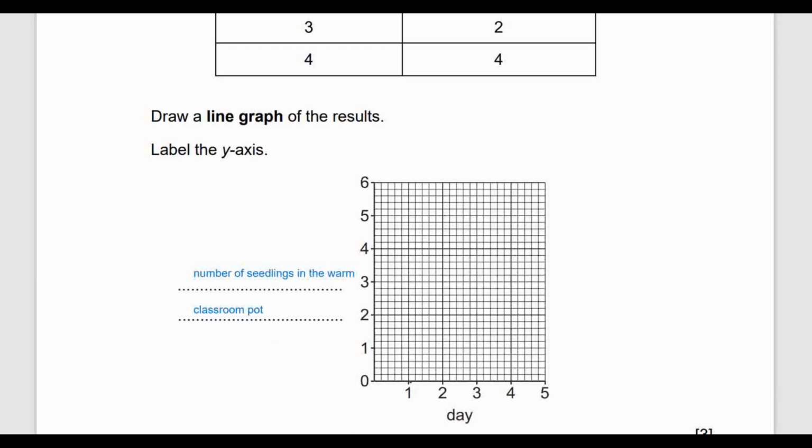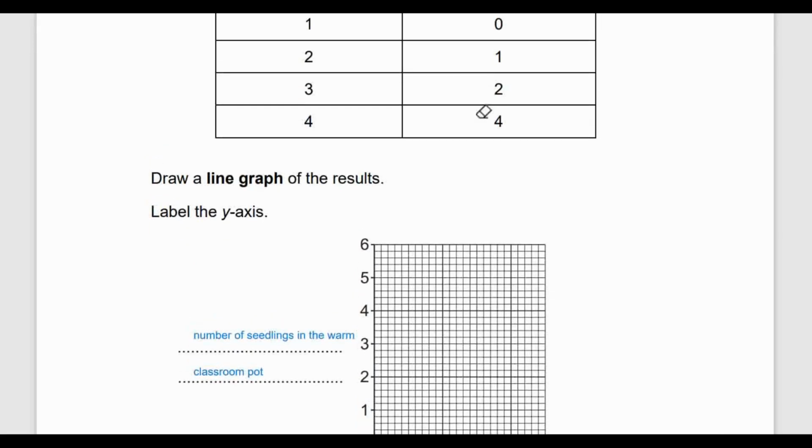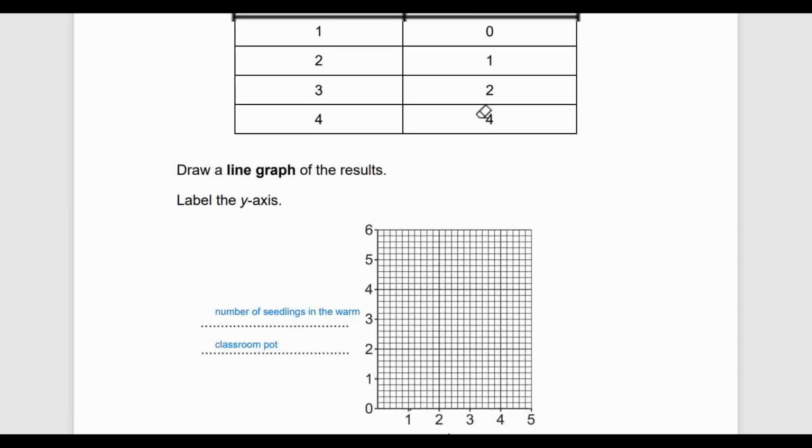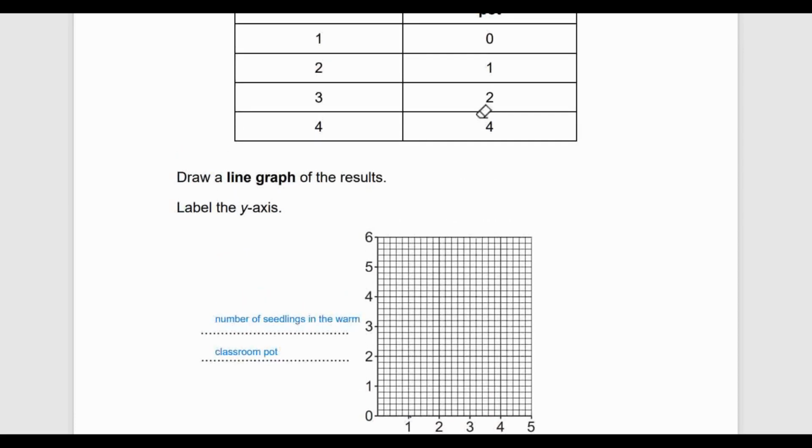So day 1 is 0. So put this one here. Day 2 is 1. So we plot this one down here. And day 3 is 2. So we plot this one here. And day 4 is 4 seedlings.